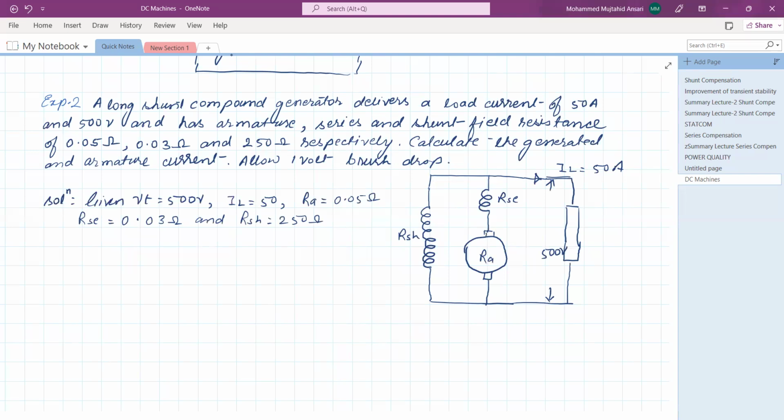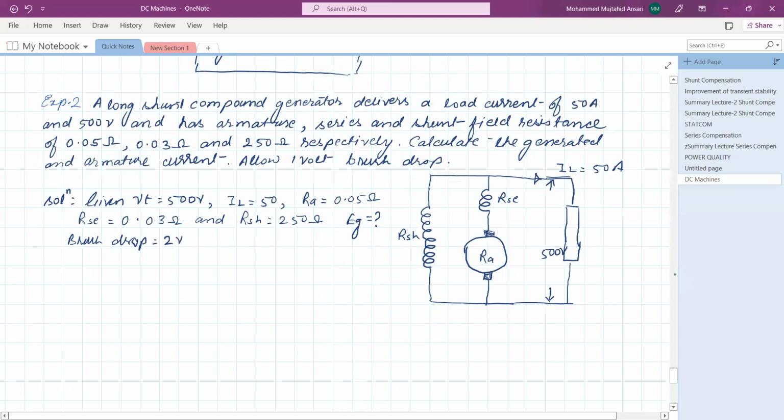Okay. And one more thing is then calculate the generated EMF. We want to calculate the EMF generated inside the armature. Allow 1 volt brush drop. So this is the drop of 1 volt across each brush. So this is 1 volt, this is 1 volt. So brush drop, simply we will write 2 volt. 1 plus 1, it's 2 volt, isn't it?